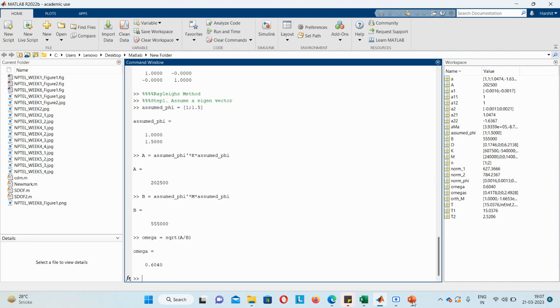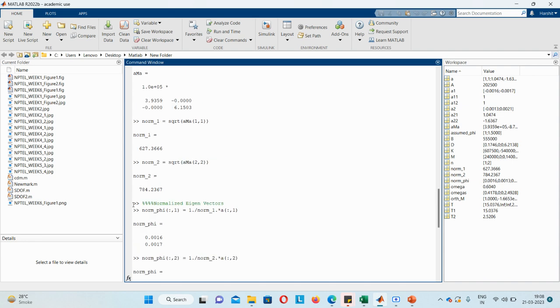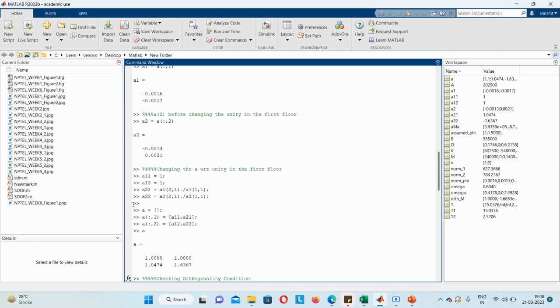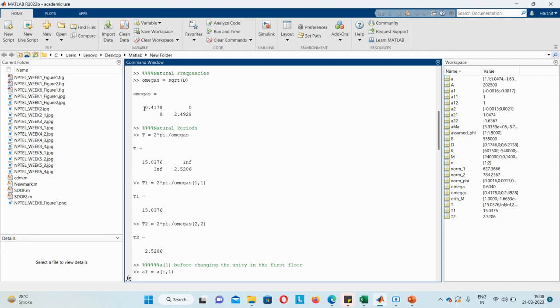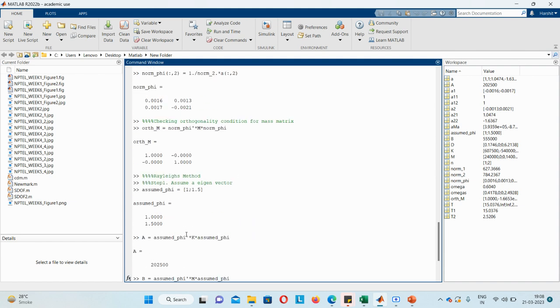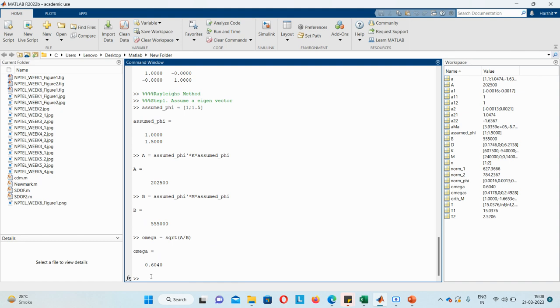So what value are we getting? 0.6. And actually the omega was 0.4. So you can see we are getting an upper bound value. Actually the first mode of vibration had an omega value, natural frequency value, of 0.1478, and with the Rayleigh method we are getting 0.6.